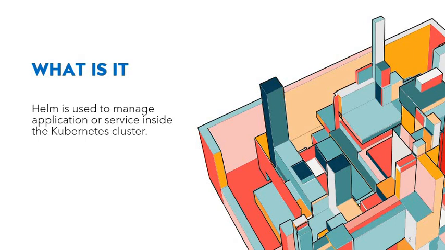Now first understand what is Helm. So basically Helm is used to manage application or service inside the Kubernetes cluster. So any cluster, if you have created a cluster using KubeADM or KOPS, or you are using any cluster in cloud like AWS, EKS in AWS, you can manage the deployment of application or service on that Kubernetes cluster using the Helm chart.